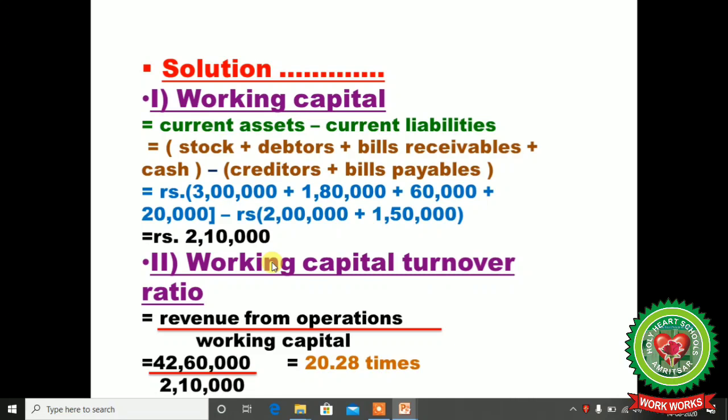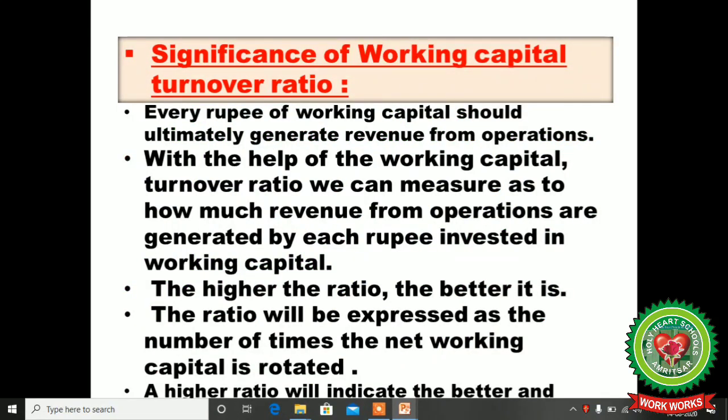Now that you have the working capital, apply it in the formula. Revenue from operations is directly given to you in the statement: 42,60,000. Put the value in the formula, divided by the working capital of 2,10,000. So it is 20.28 times, a quite satisfactory level of working capital. Here, how many times? 20.28 is your working capital turnover ratio.